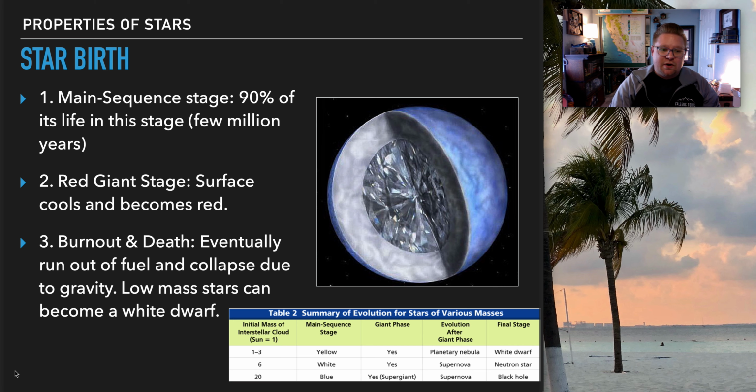And then the last part is burnout and death. That's the third step. Eventually we'll run out of fuel and will actually collapse internally due to gravity. Low mass stars would then become white dwarfs, in which they turn into pretty much ice crystals.